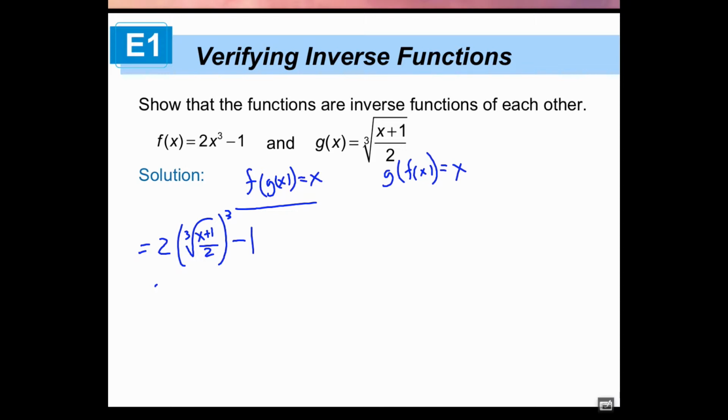So as you can clearly see, they are inverses of each other. The cube is going to undo the cubic root. The 2 on the outside is going to cancel with the 2 on the bottom. 1 minus 1 is 0, so we're going to be left with x.